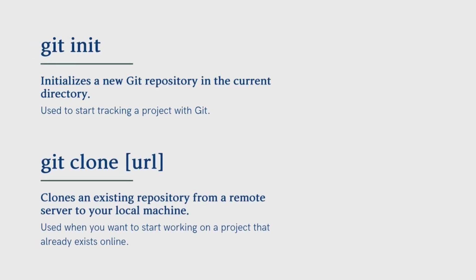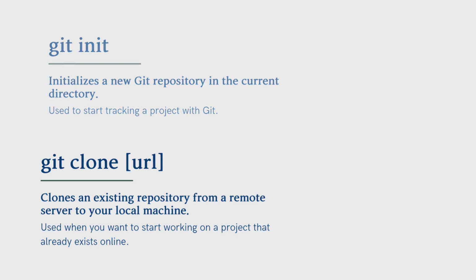Git init. This command basically initializes a new Git repository in the current directory and is used to start tracking a project with Git. And on the other hand, git clone. This command basically clones an existing repository from a remote server to your local machine by using the provided URL path, and is used when you want to start working on a project that already exists online.